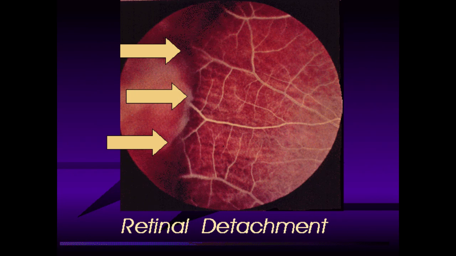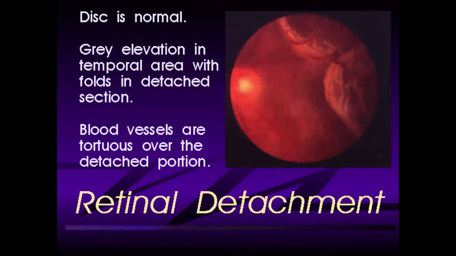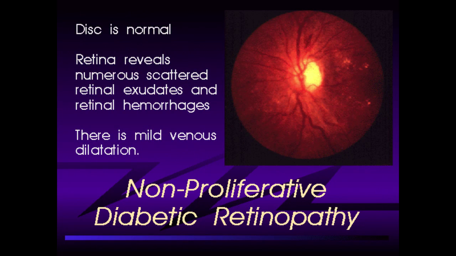In this example of retinal detachment, you will observe a gray wrinkled elevation that usually is seen in the temporal area of the retinal field. Note that the blood vessels appear tortuous over the detached area and the optic disc appears normal. Non-proliferative diabetic retinopathy reveals numerous scattered retinal exudates and retinal hemorrhages, in addition to a mild dilation of the veins. The disc appears normal.